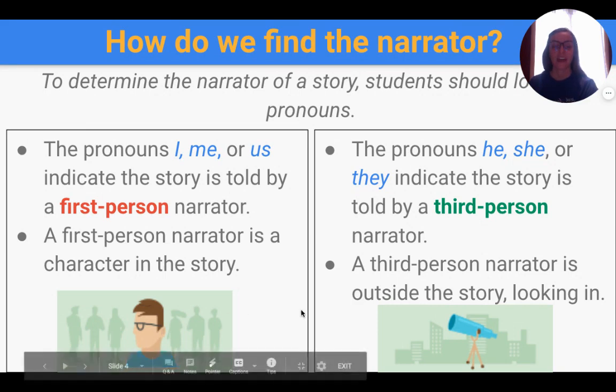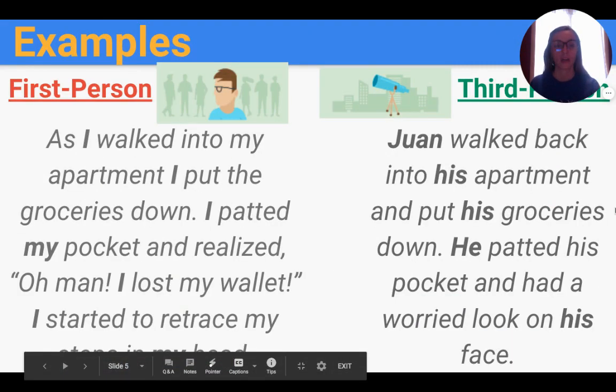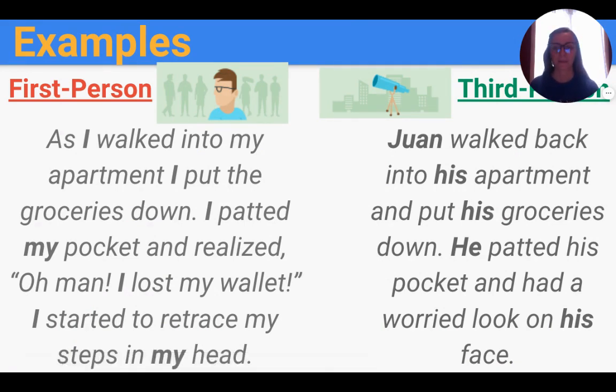If you see pronouns like he, she, or they, that shows that the story is told by a third-person narrator. A third-person narrator is outside of the story looking in. That's why there's a little telescope there, because when you are a third-person narrator, you are on the outside of the story looking in. So let me show you examples of both so you can see what I'm talking about.